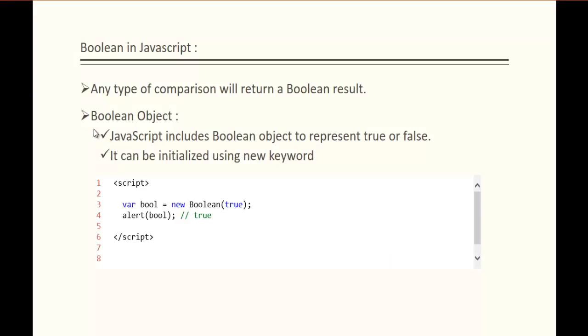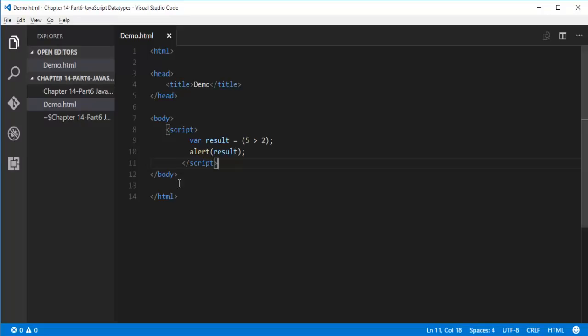Okay, and coming to the boolean object, JavaScript includes a boolean object to represent true or false. It can be initialized using the new keyword. Right now we assigned a boolean value to the variable directly, true or false. You can also do it in another way, that is using the boolean object, and it can be initialized using the new keyword. So let me go and do it. It's very simple. Let me erase these things out.